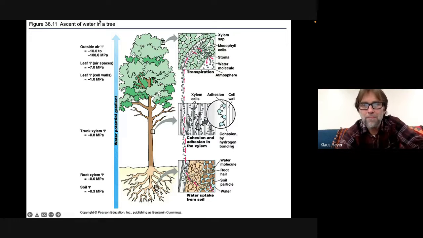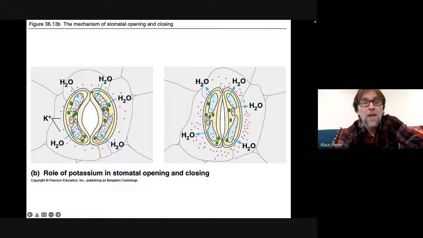And we're not going to talk about the pressure. This is a stoma.